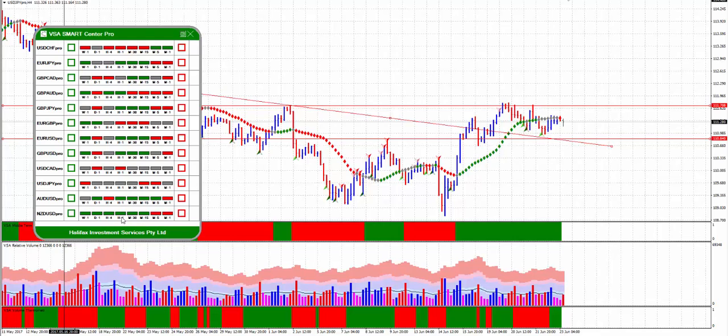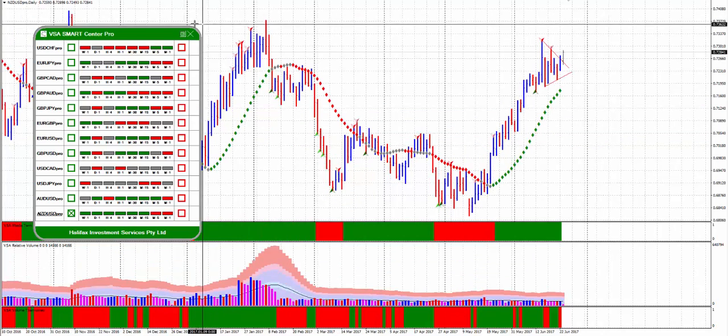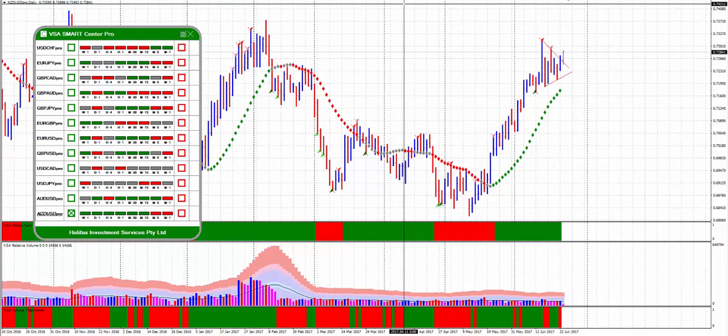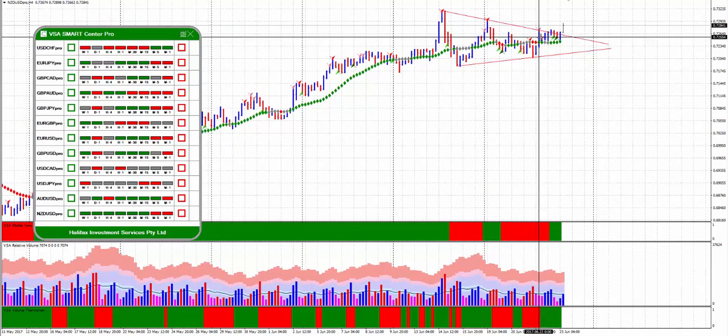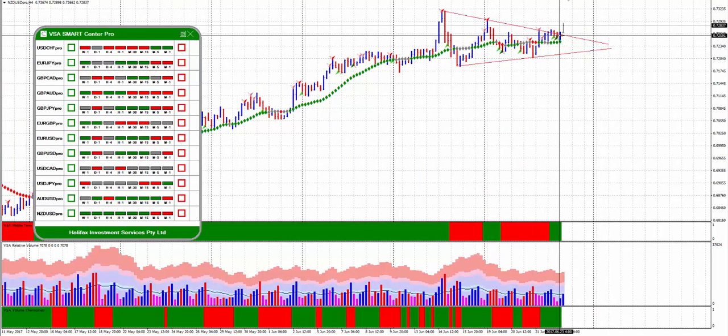So the only one that I would like to look at is the Kiwi. We've broken out of this symmetrical triangle, so I'll be looking for signs of strength to go long on this currency pair.